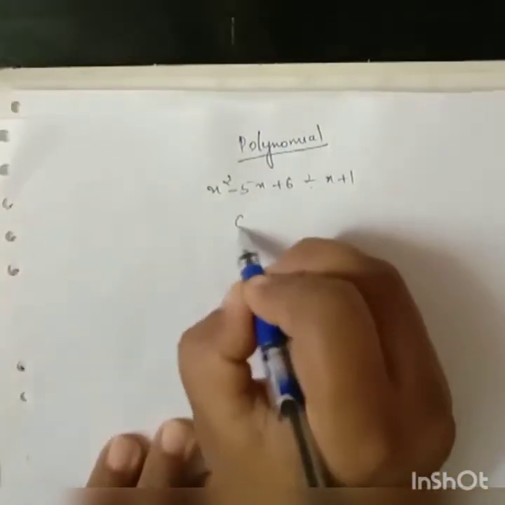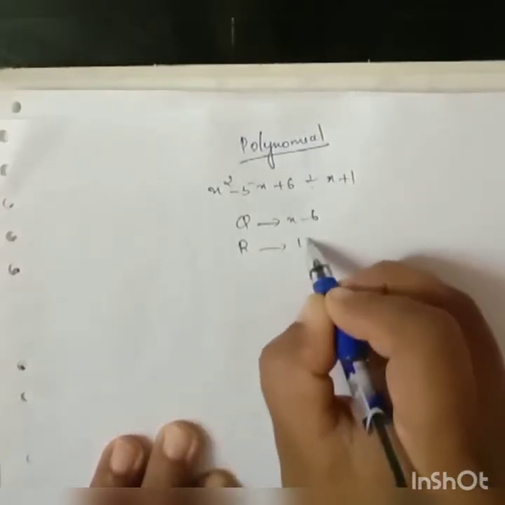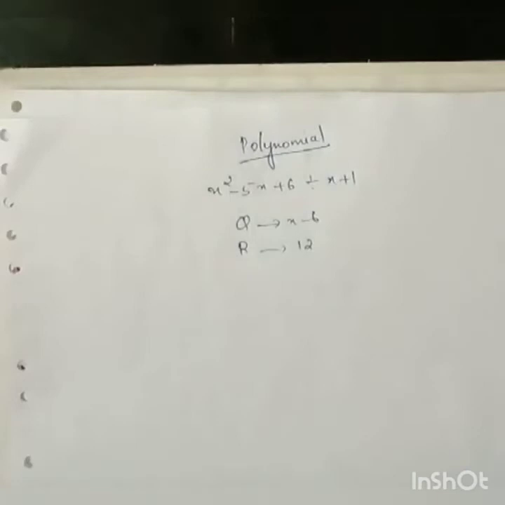Our polynomial x square minus 5x plus 6, when divided by x plus 1, gives the quotient as x minus 6 and leaves the remainder 12. You can divide and verify that you will get quotient x minus 6 and remainder 12.